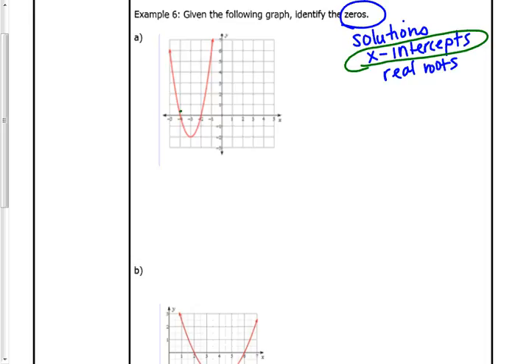Well, it crosses here and it crosses here. So what are these numbers? This is a -4, and this one here is a -2. So those are my zeros. So on your SOL, what you would do if they gave you a question like this is you would just take your mouse and you would click here and you would click there, and that would be how you would answer that.